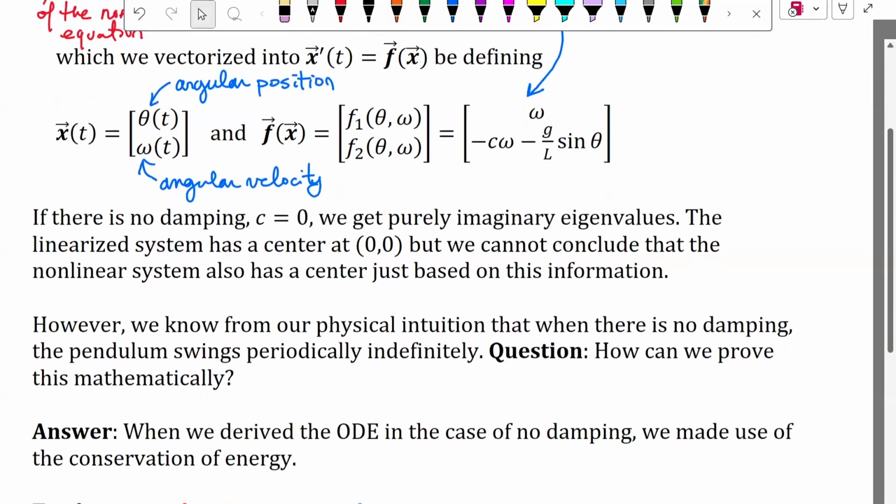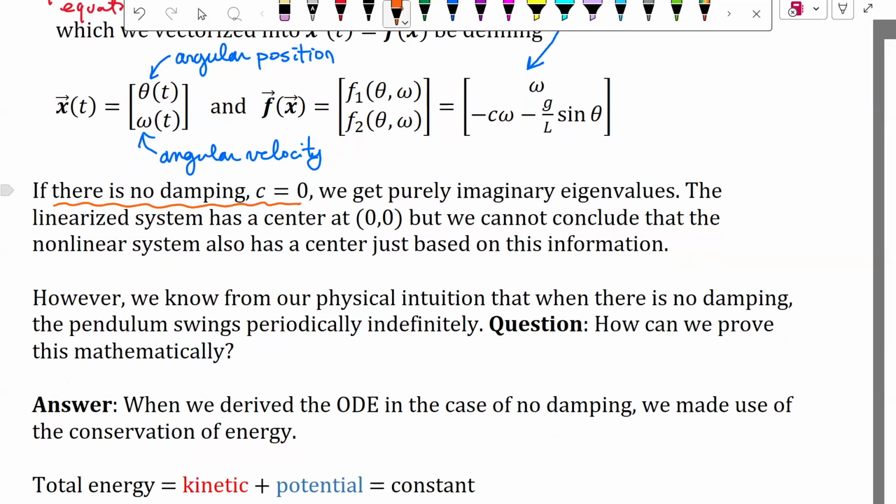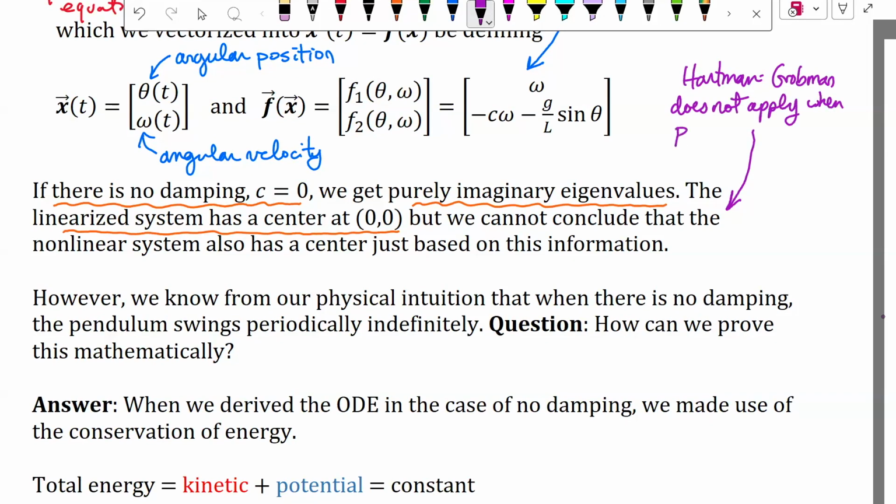If there is no damping, that means physically we have a pendulum that continues to swing, and we will in fact get purely imaginary eigenvalues of the linearized system. Purely imaginary eigenvalues in a linear world means that there is a center at the equilibrium point 0, 0. However, Hartman-Grobman does not allow us to infer that the nonlinear system also has a center there. So what do we do? Well, we still have physical intuition that when there is no damping, the pendulum is going to swing periodically and indefinitely. How can we prove this mathematically?